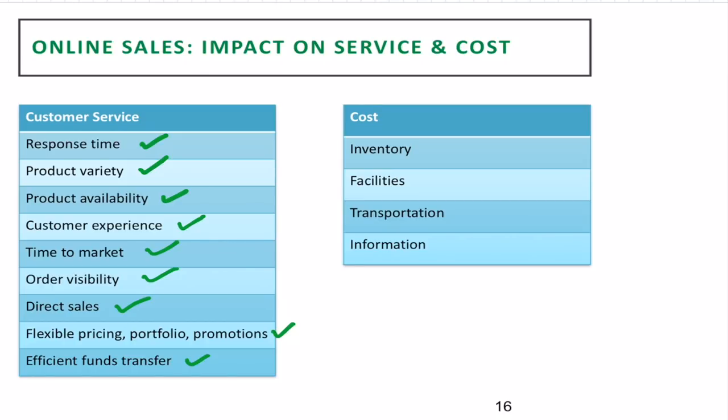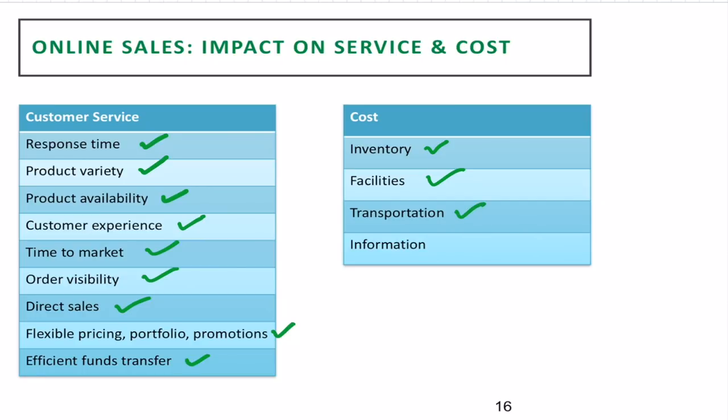So inventory costs for online sales are generally lower because products can be aggregated at various warehouses, and that will bring down the inventory carrying cost. Facility cost also is lower with online sales.